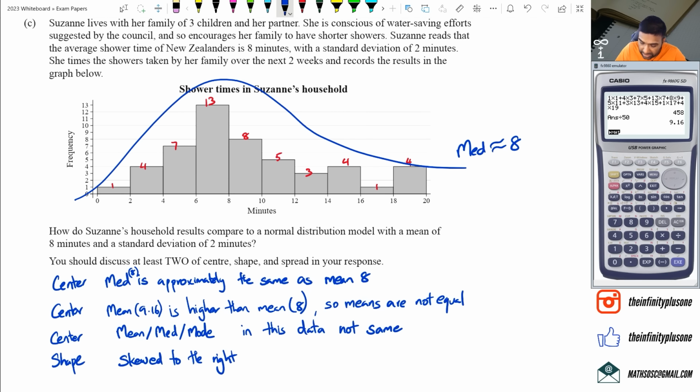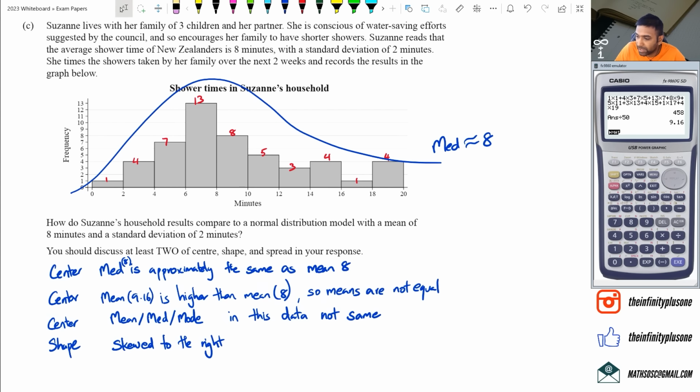I'm just going to write this as bullet points, guys, but in your exam, please make sure you write it in statements. You can talk about the spread. So the normal distribution standard deviation is 2. If it's 2, then normally we can go plus or minus 3 standard deviations. So if you go 8 plus or minus 3 times the standard deviation, you are going to get between 2 and 14. So that's what it suggests that the spread should be.